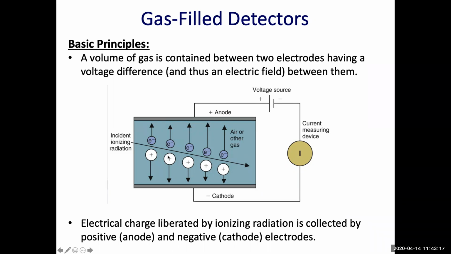The electrons produced by ionization are attracted by the anode. The positive ions are attracted by the cathode. So the incident radiation causes ionization, and these ions are attracted by the two electrodes, negative to positive and positive to negative. The ionized atoms go to the negative electrode, so we create a current. The electrical charge liberated by ionizing radiation is collected by the positive and negative electrodes, creating what we call the current between the two electrodes.